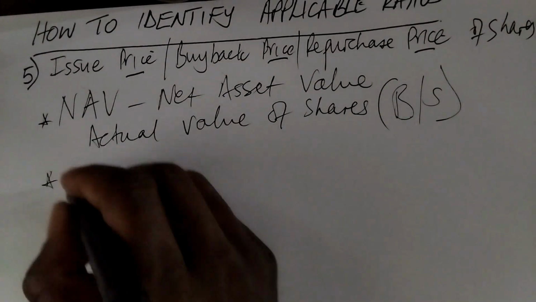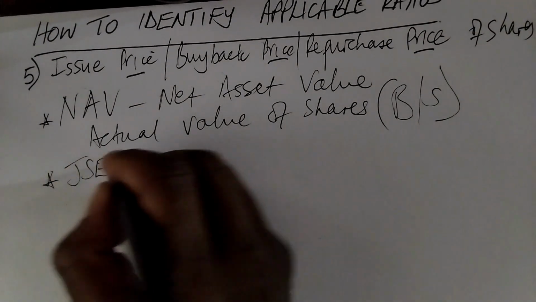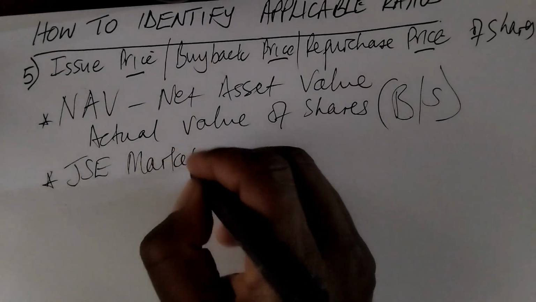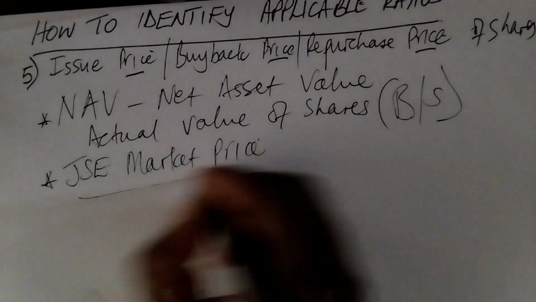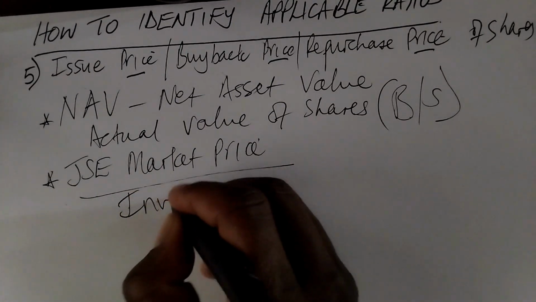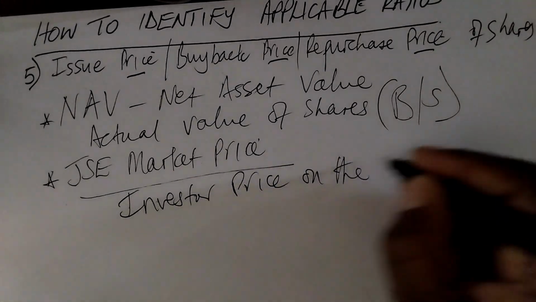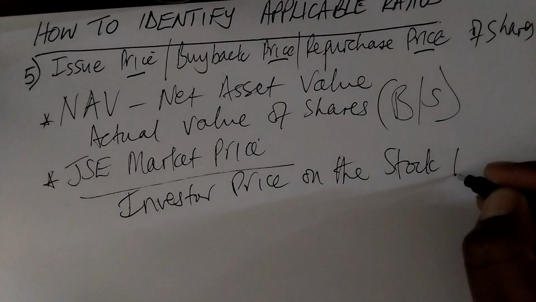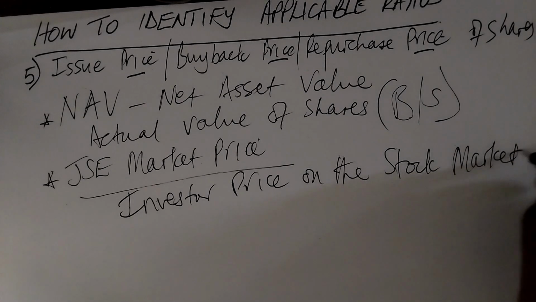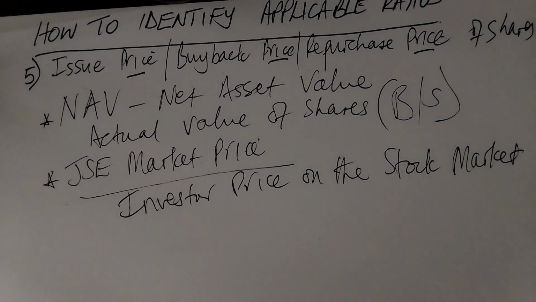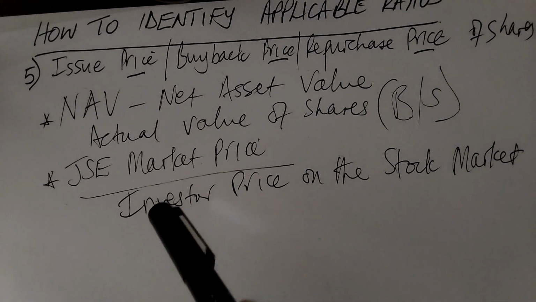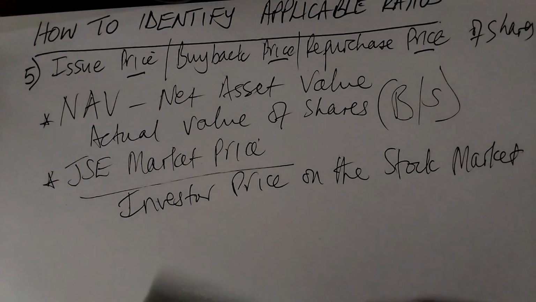Now, the second one is the JSE market price. So the market price is the investor price on the stock market. What we are saying is that a share can have two kinds of price. It can have a price based on its value, which is the net asset value, or it can have a price based on what investors are willing to pay.